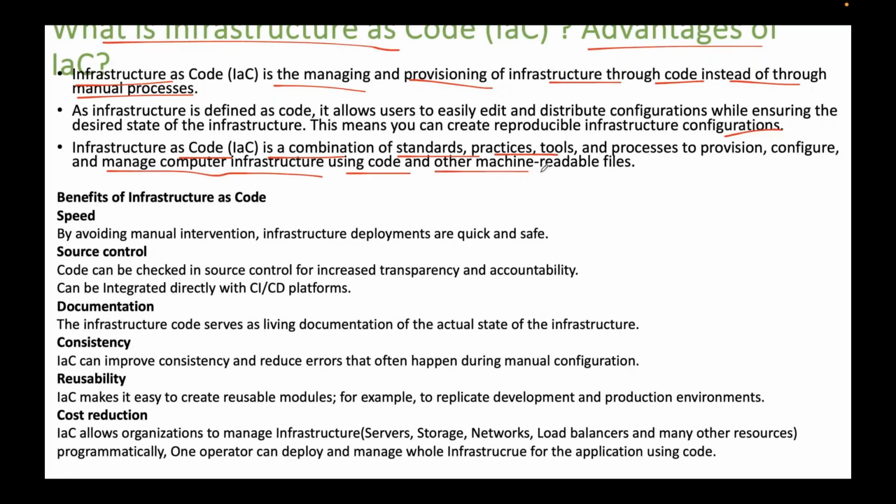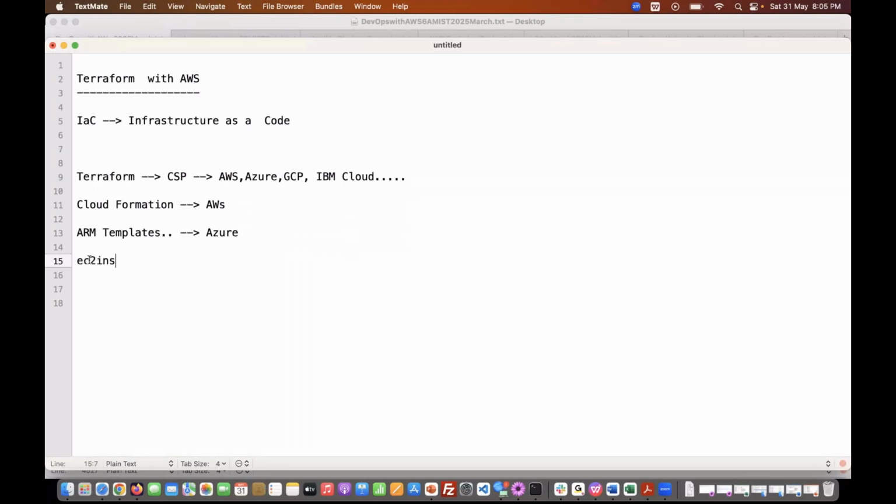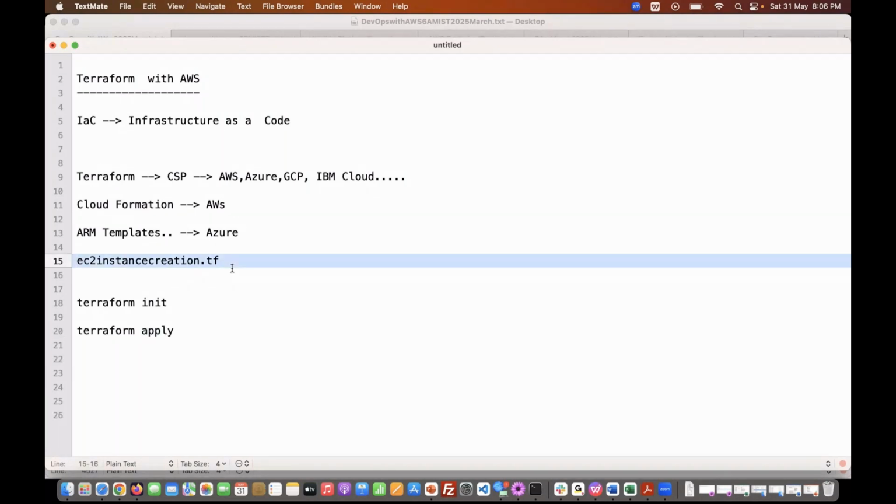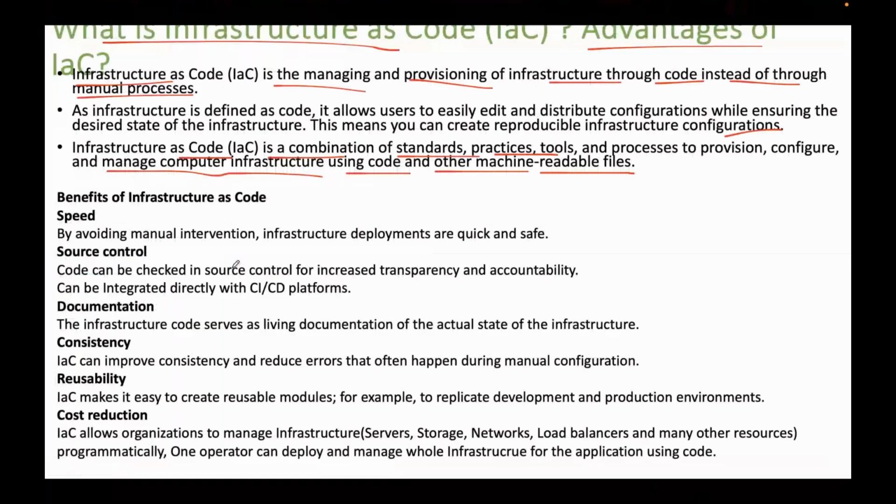So we are going to create one script called EC2 instance creation.tf. All Terraform scripts end with .tf. Once you run it, first Terraform init. Once you execute terraform init, it is going to initialize the API calls. Then you can use terraform apply. Whatever you specify in this Terraform script, it is going to create. Whatever infrastructure you want, we keep those things in that file.